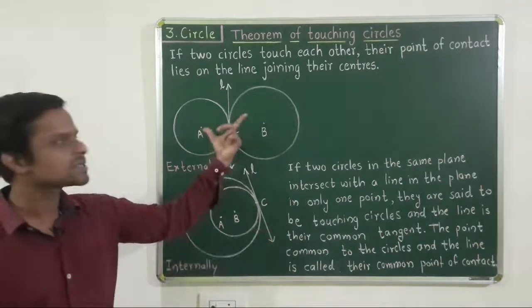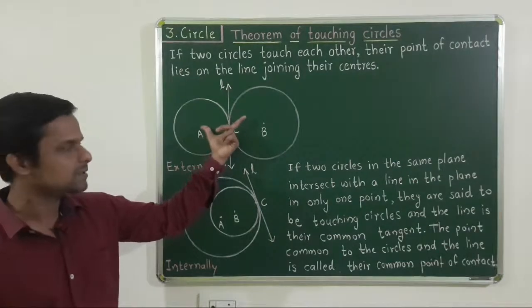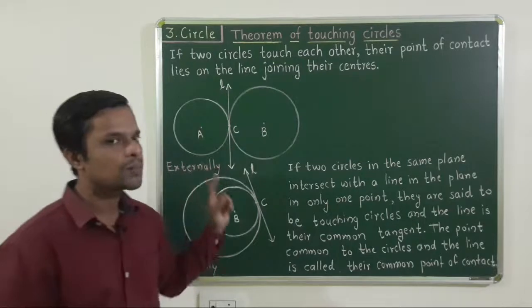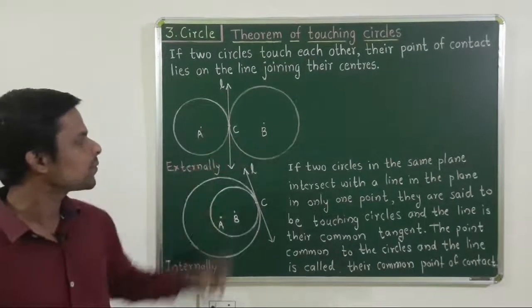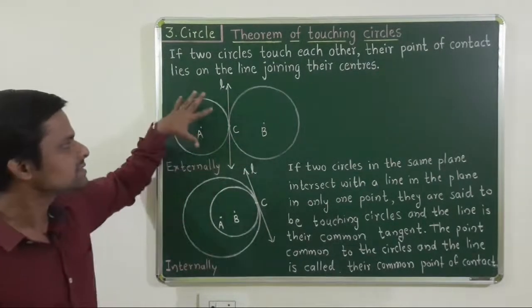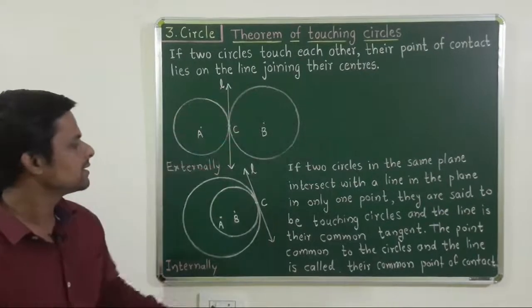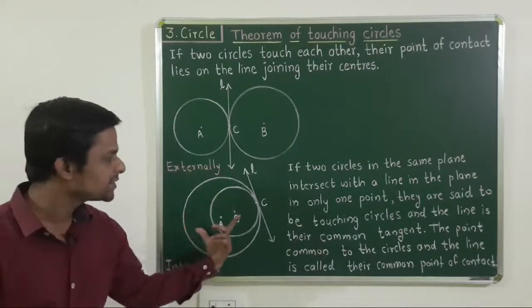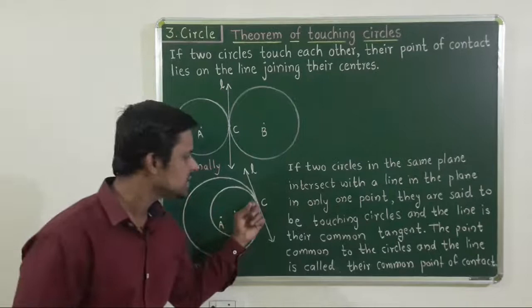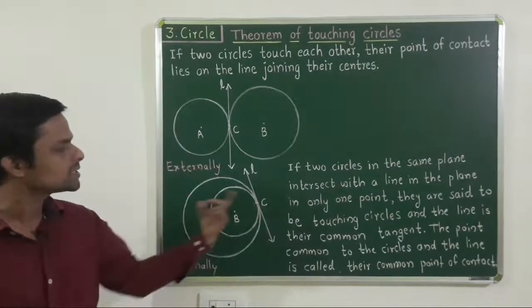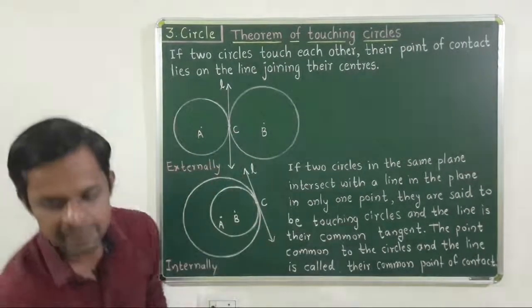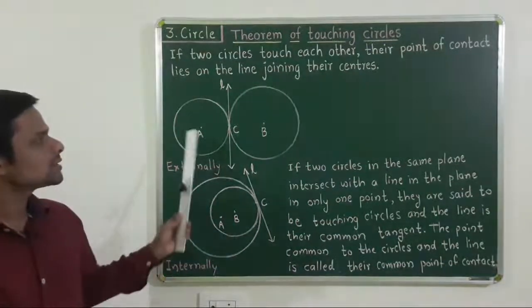This is about externally touching circles, and point C is their common point of contact. It is the only point common to these three, that is the circles and the line. Here also these two are internally touching circles, and point C is the common point of contact for these two circles and this line. This is about touching circles.